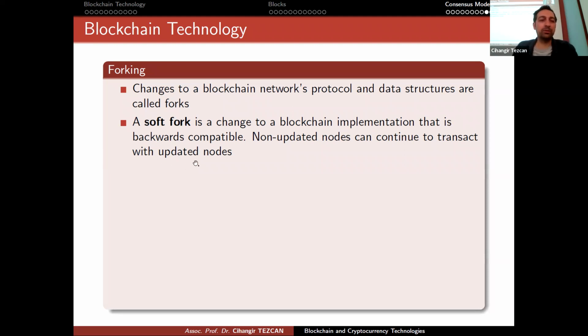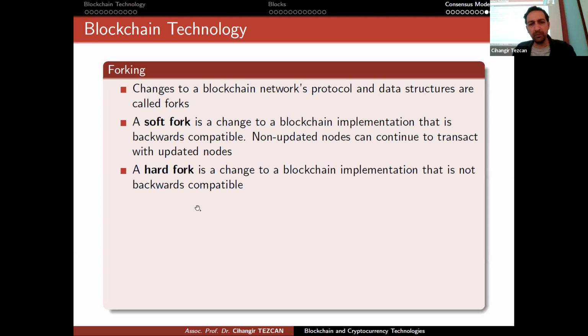SegWit update or the Taproot update are soft forks, which provided new abilities, modified some of the implementations. For instance, in the latest soft fork, which happened in November 2021, Bitcoin obtained the Schnorr signatures algorithm. So this was just the addition of a cryptographic algorithm. This is why it is called a soft fork, because non-updated nodes can still continue to transact with updated nodes, but they would not understand Schnorr signatures and so on.